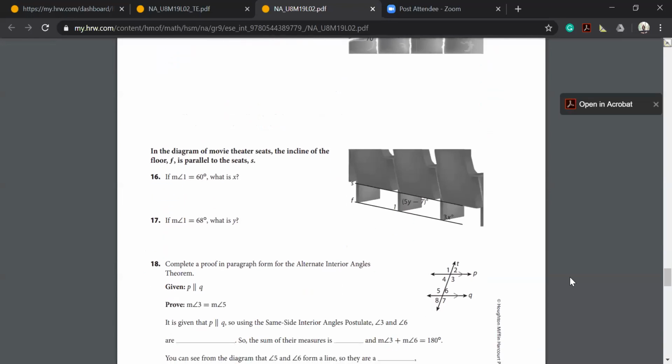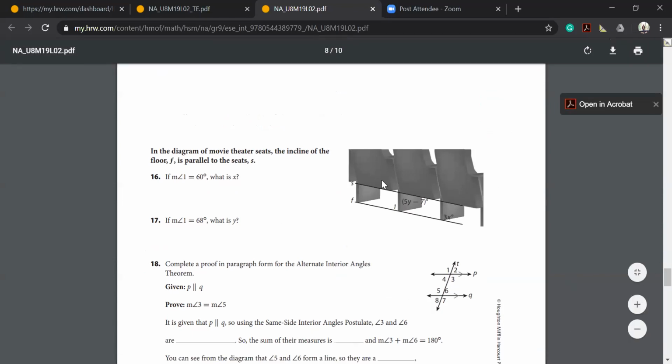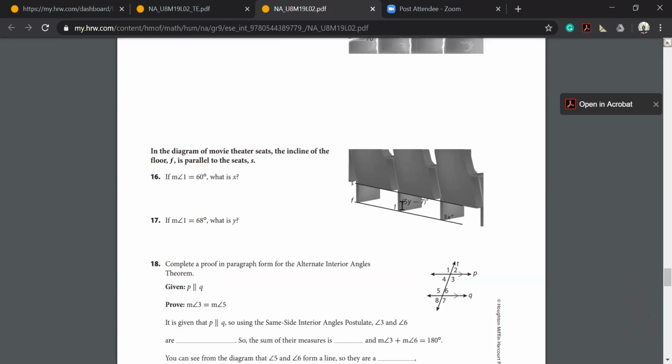In the diagram of the movie theater seats, the incline of the floor F is parallel to S. Yani F and S are parallel, and we can consider that these lines here are transversals. For example, this angle and this angle are corresponding because there is a letter F. And in here, this angle and this angle are alternate interior, and so on.